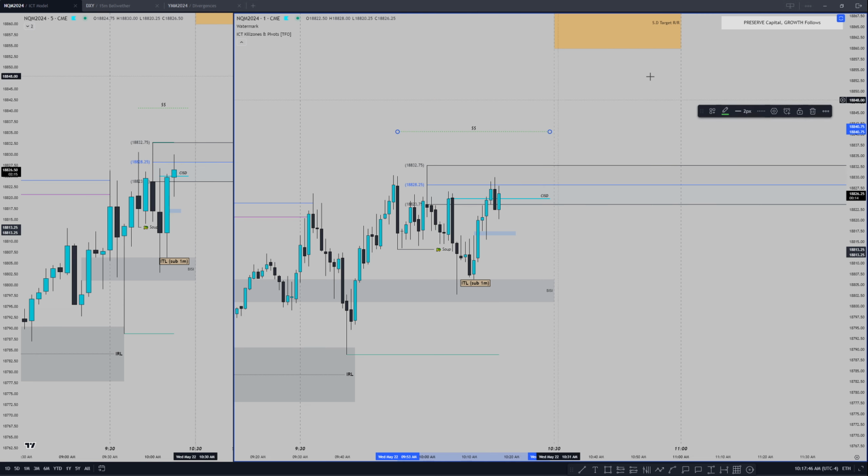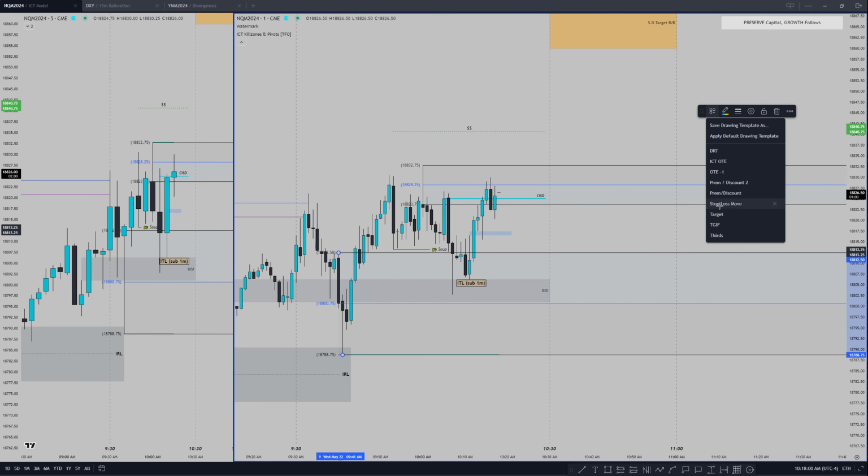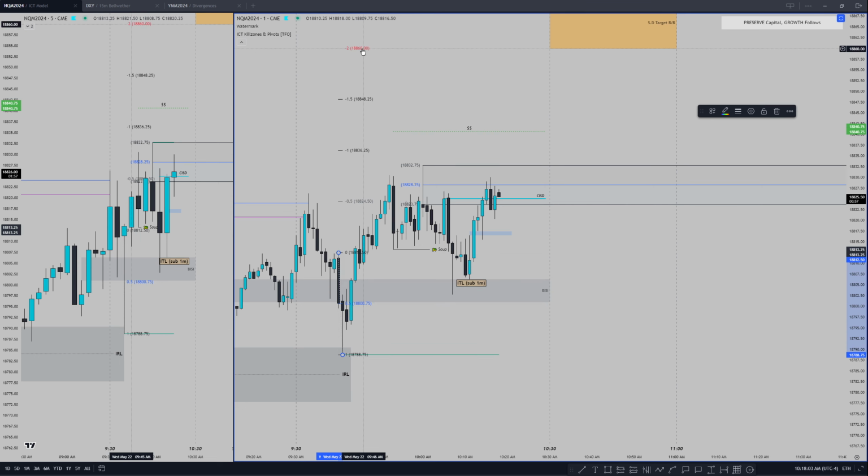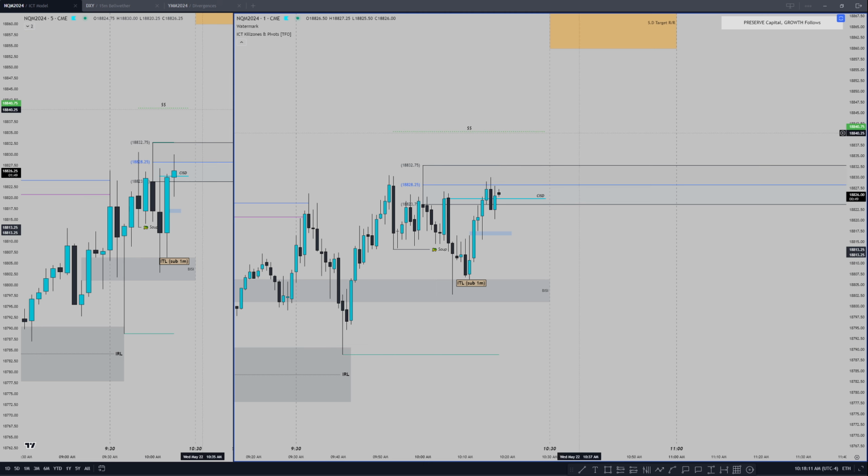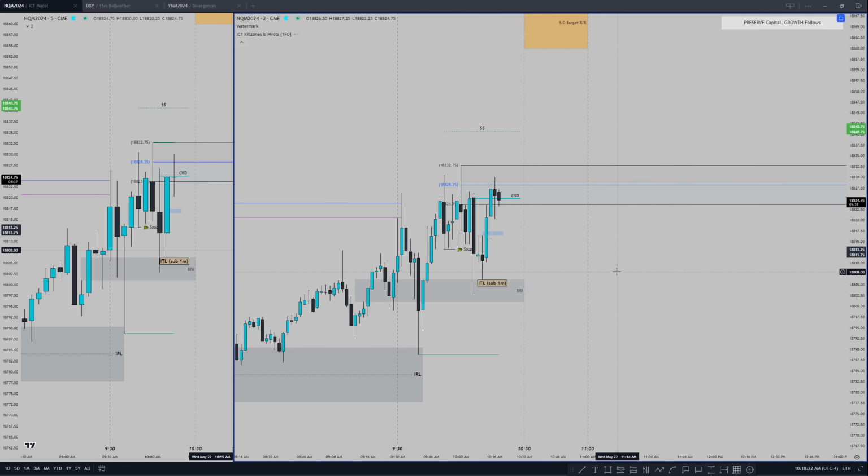Then what's this level at? 18840.75. Then I guess you could fib target this too. Oh, we already got that. 18860 best case. Price is still respecting the 2-minute fair value gap. Oh yeah, you're right. Beautiful there. But the order block too.